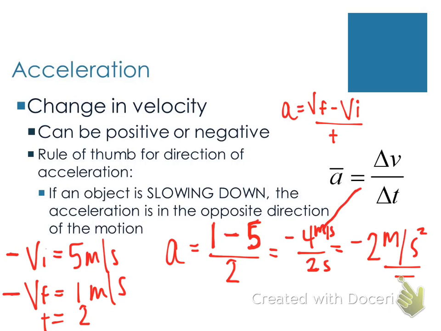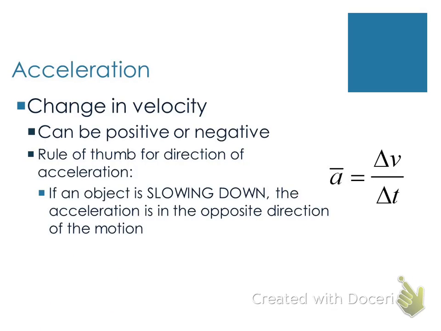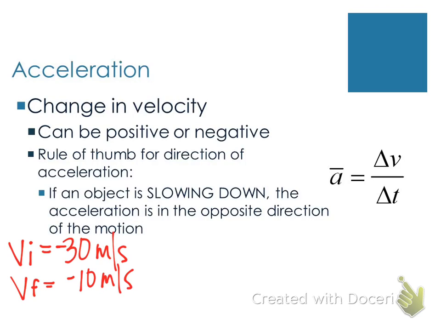Okay, so we're slowing down here. Our velocity is positive. Our acceleration is negative. Our signs don't match when we slow down. So let's look at another example, this time in the negative direction. So our initial velocity, let's make negative 30 meters per second. Our final velocity, let's make negative 10 meters per second.